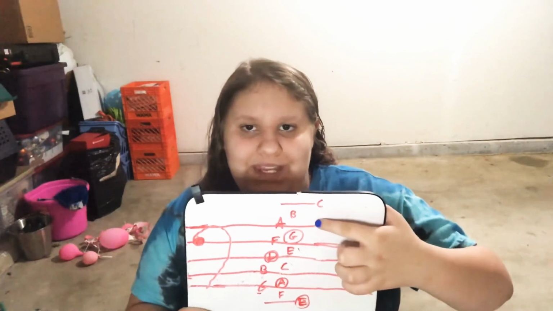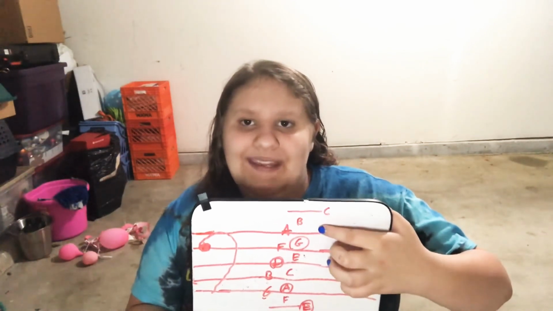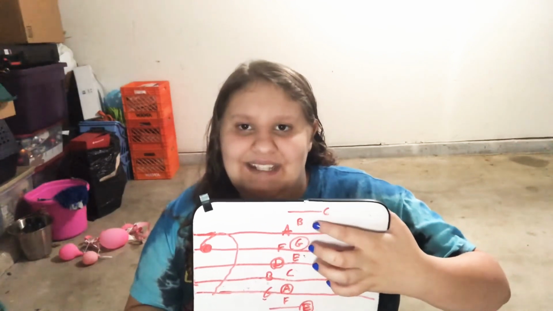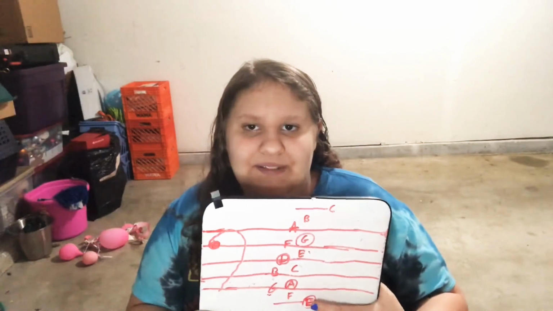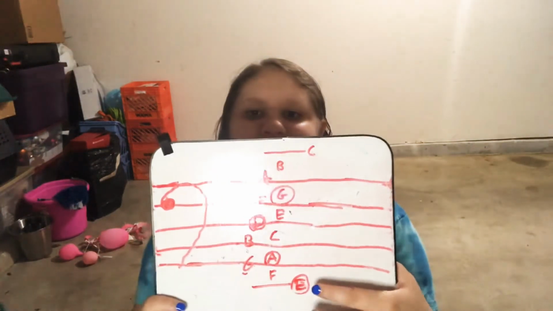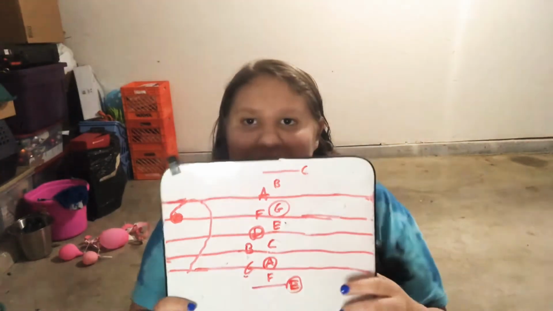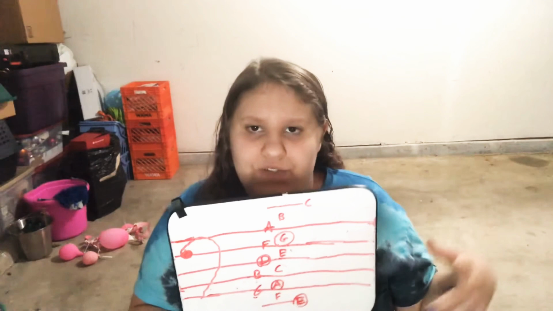So this one's B, because the top line is A, so that's B. And the first ledger line is C. And down here, since this bottom one is G, this space is F, and this bottom ledger line is E.